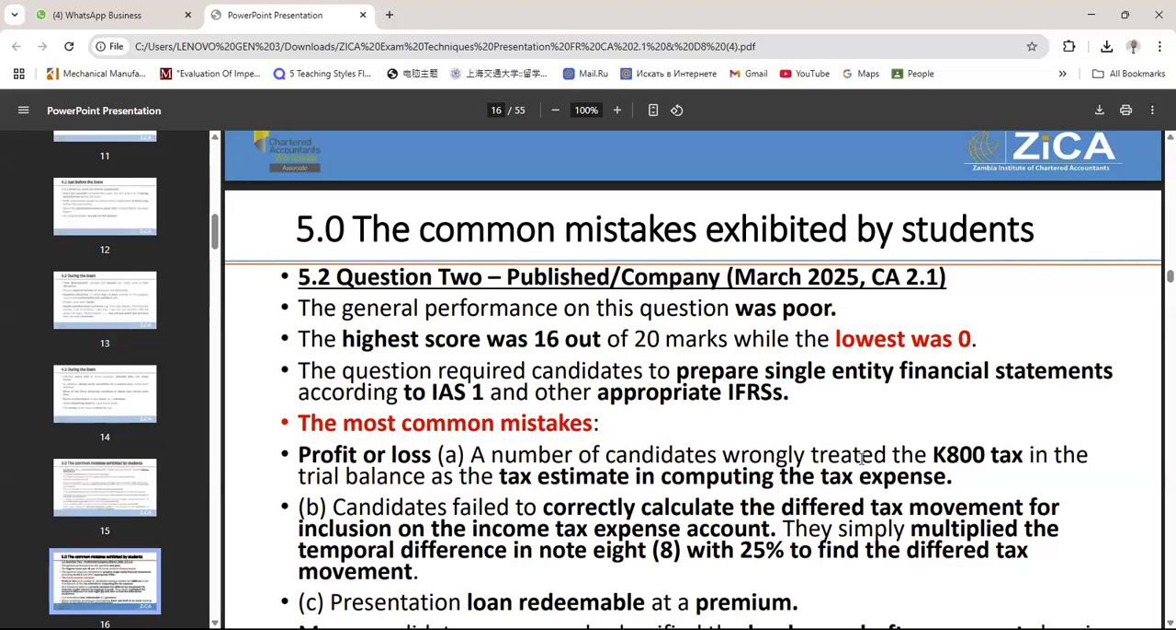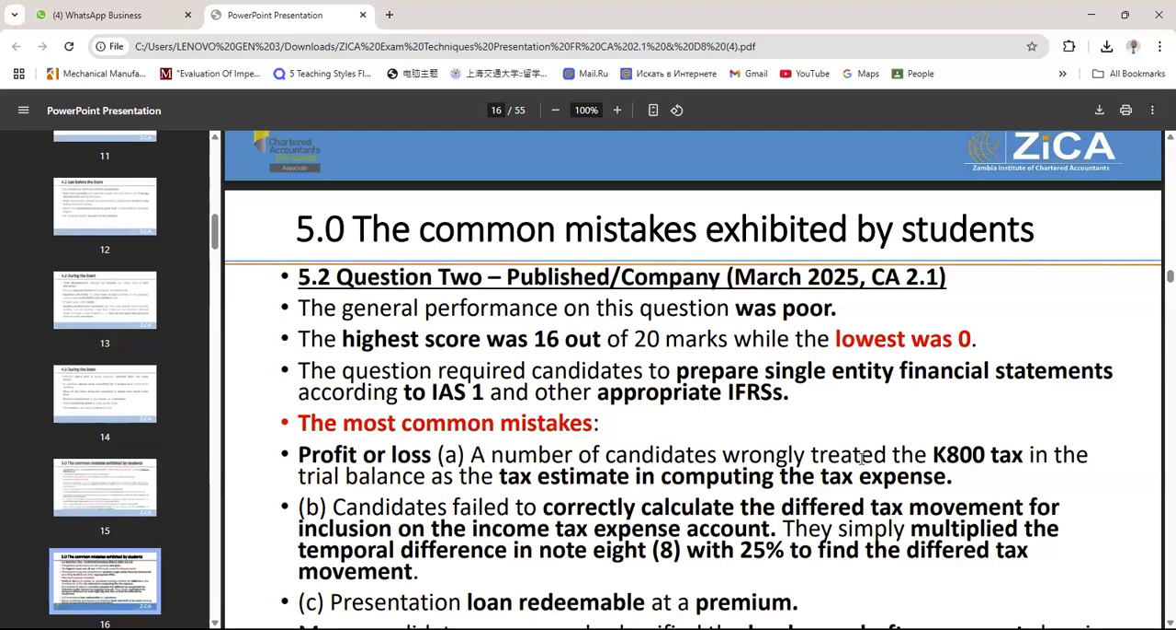Another area was deferred tax. They gave a temporal difference, but students treated it as a deferred tax. Watch out, deferred tax is a tax on temporal difference. What are you supposed to do? You multiply the temporal difference times the tax rate. This is very, very important.